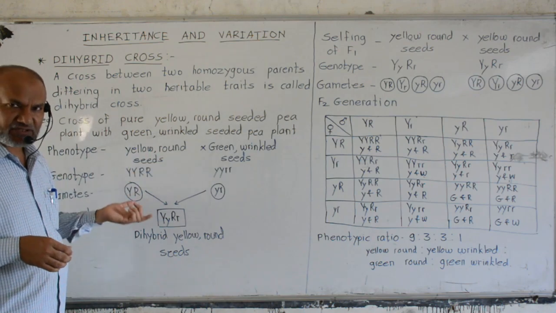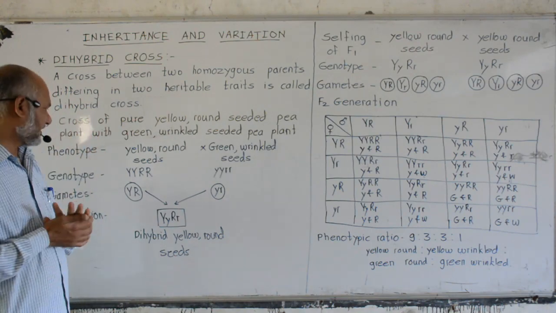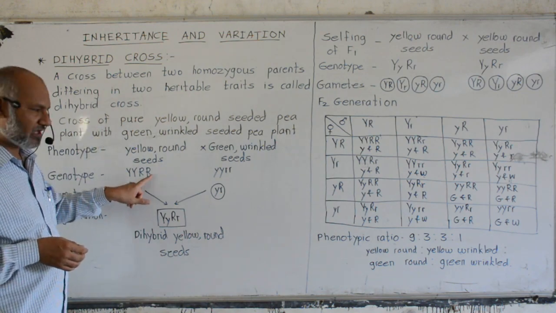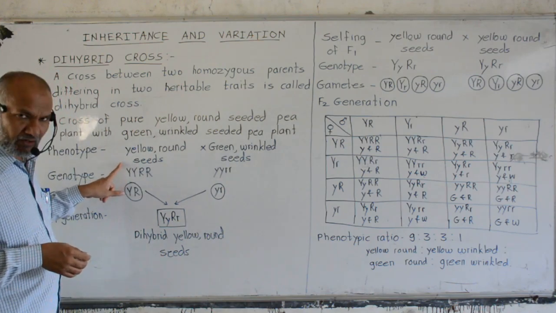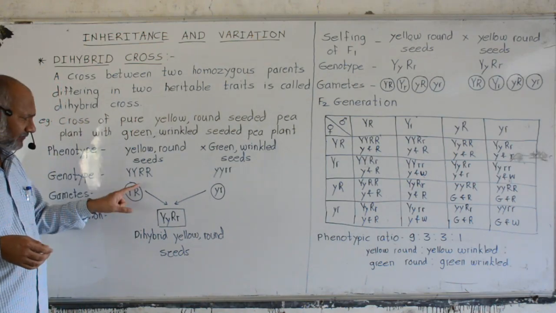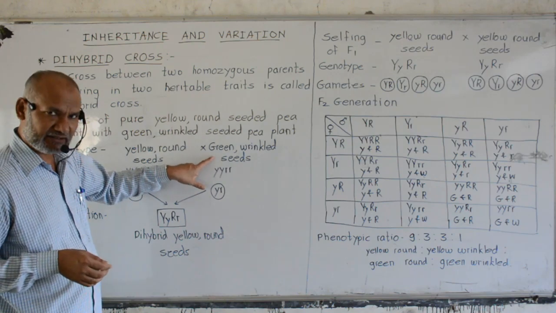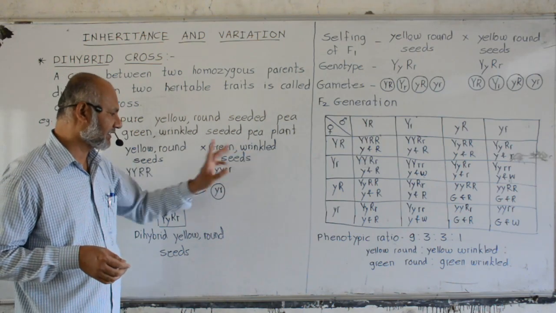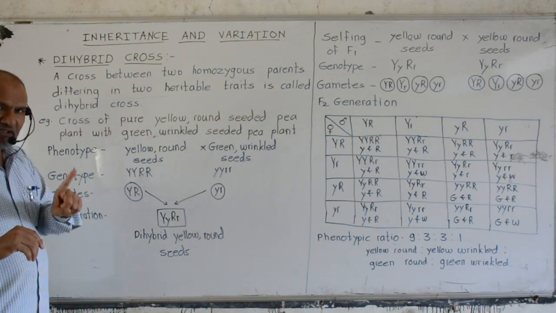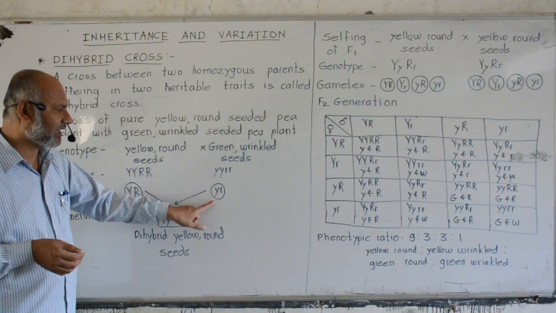When these parents form gametes, each gamete receives one allele for each character. Now what is the genotype? The genotype is represented by capital letters here and small letters here. These are the dominant characters, these are the recessive characters. Capital Y for yellow color, capital R for round shape. Similarly, small y for green color and small r for wrinkled shape. The gametes are here capital Y capital R, and small y small r.